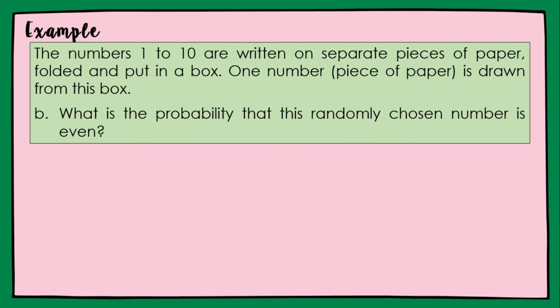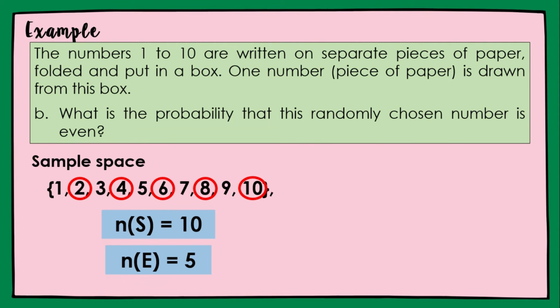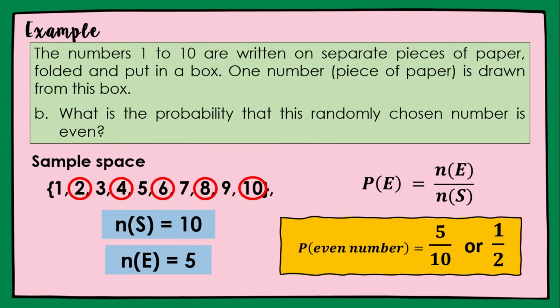Next question from the same problem: what is the probability that this randomly chosen number is even? Again, our sample space consists of the numbers 1 to 10, and N(S) is equal to 10. As you can see, we have here 5 even numbers, which are 2, 4, 6, 8, and 10. So N(E) is equal to 5. Substitute this in our given formula. We have 5 over 10 or 1/2. So the probability of getting an even number is equal to 1/2.